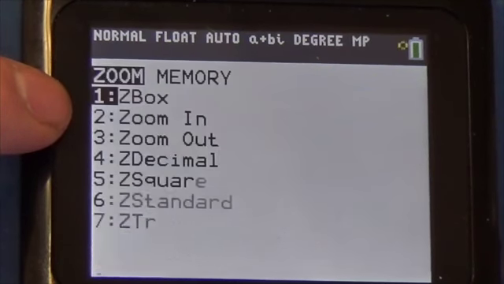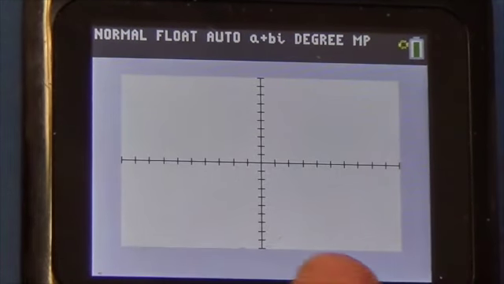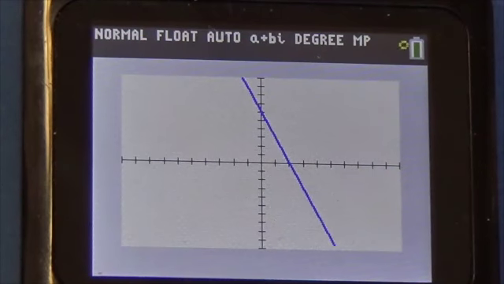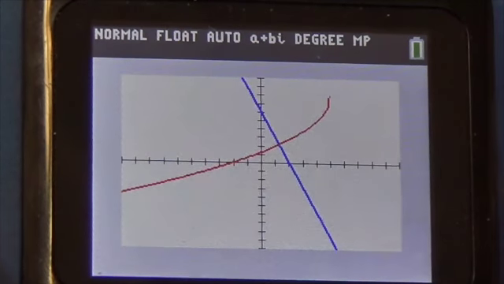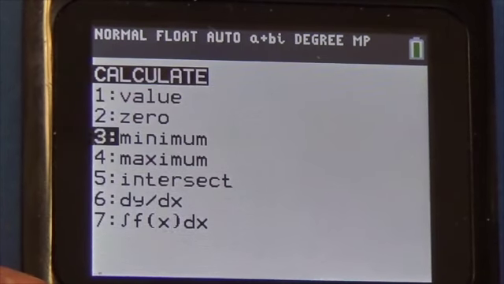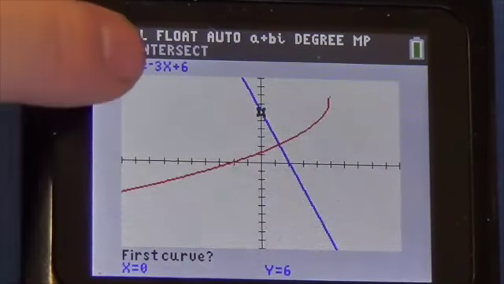I am going to use zoom number 6 because I've probably played with my window settings and I want it to go back to normal. There's my line. There's my radical. Oh, it kind of stops there. I've got that single solution here. Let's find it. That's the point of intersection.